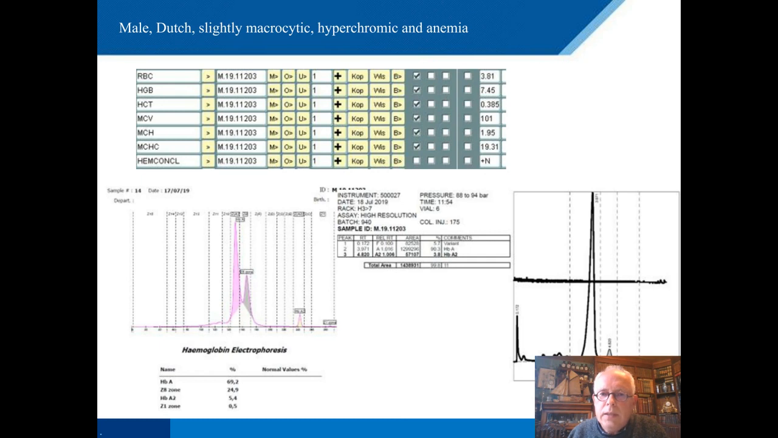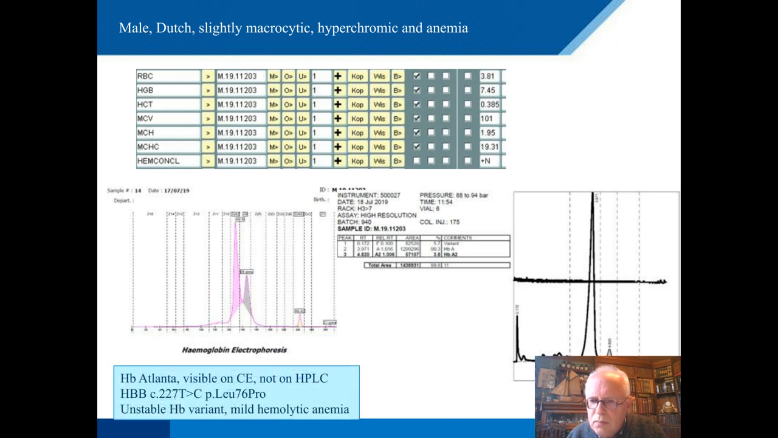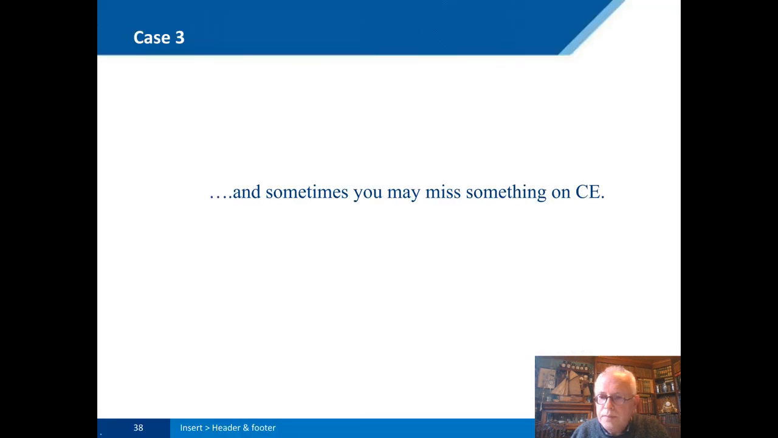The second case here is a male with a slightly microcytic hyperchromic anemia, and we see a distinctive peak between the A and the A2 on the capillary electrophoresis, but the HPLC shows a strange peak here. It is actually under the A. It's hemoglobin Atlanta. It's visible on capillary electrophoresis, but not really on HPLC. So it would be missed easily on HPLC. And this is an unstable hemoglobin variant, giving mild hemolytic anemia in the carrier.